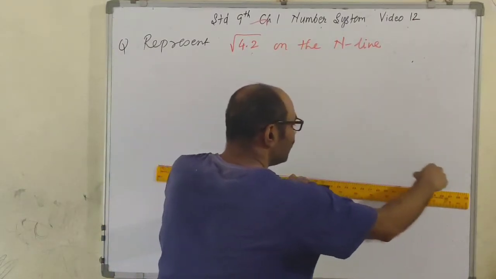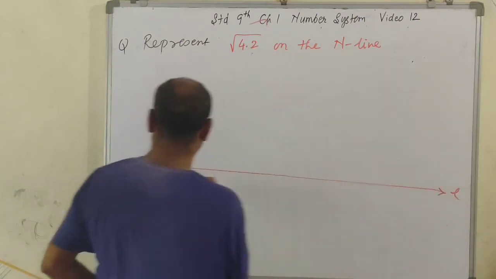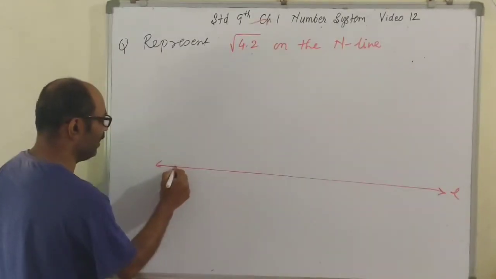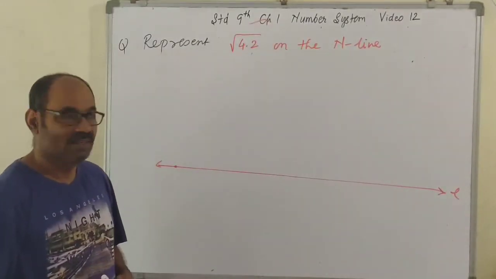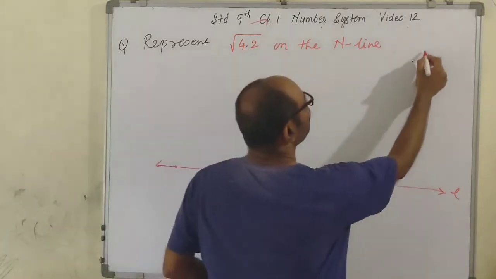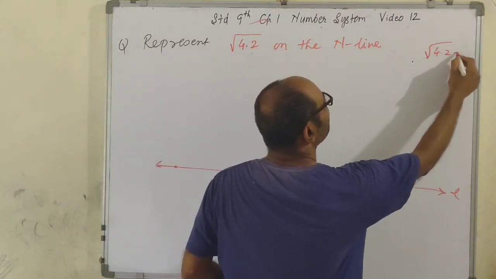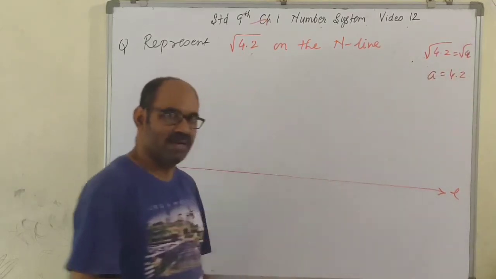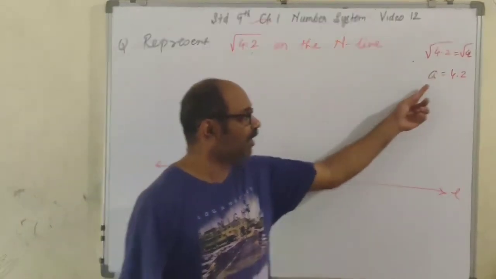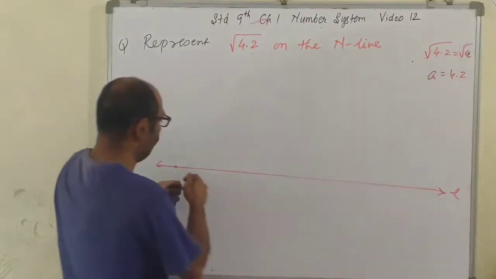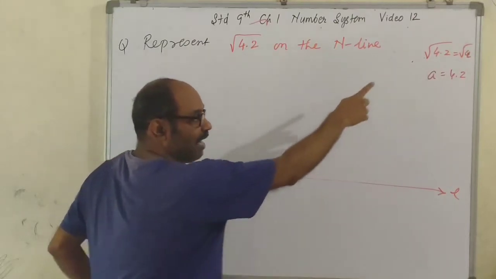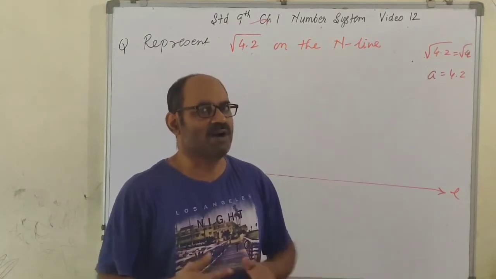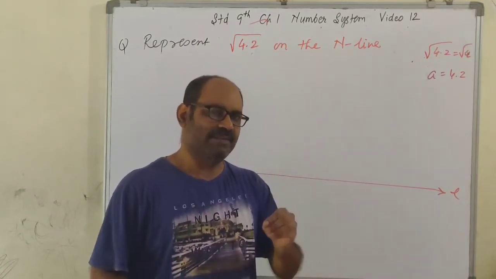Here it is. Let's say this is line L. Okay. Then I'll choose one point here to the extreme left. And how much? Okay, square root of 4.2, that is equal to root A. So our A is equal to 4.2. All right. So first I have to take a line segment of length A units or 4.2 units. Children, what you will do about choosing the unit? Let me fix you.